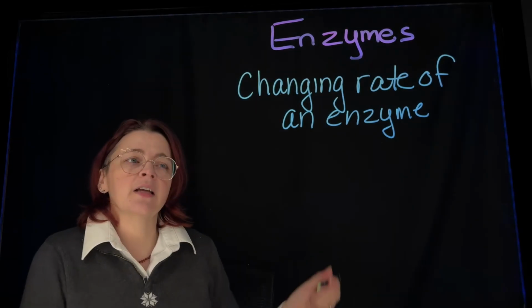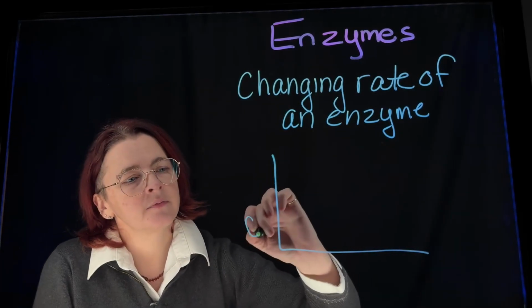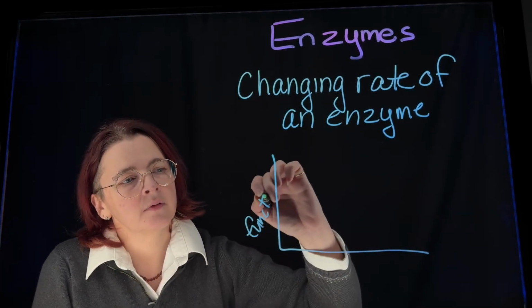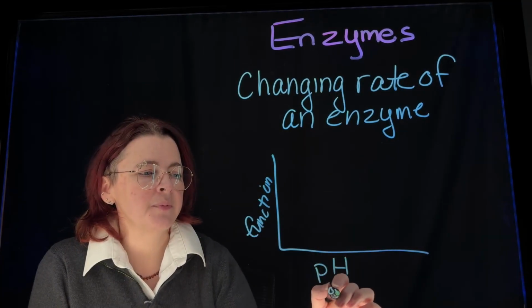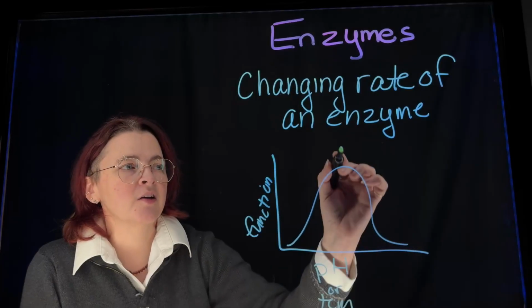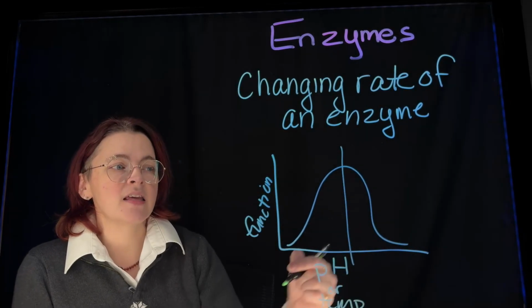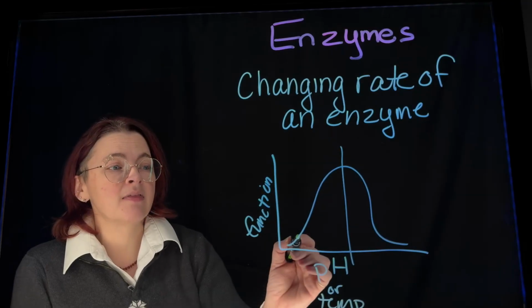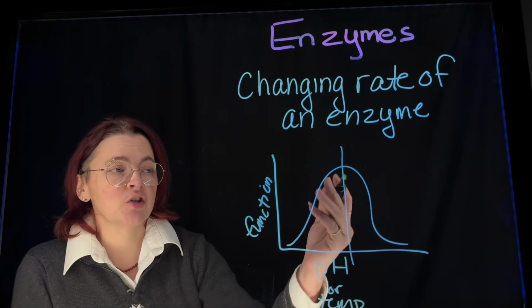If we are to look at a graph of enzyme function versus pH or temp, we're generally going to see a bell curve where there's an ideal pH or temperature where the enzyme will work best. And then as you get away from that average, you'll start to see the enzyme function drop down.